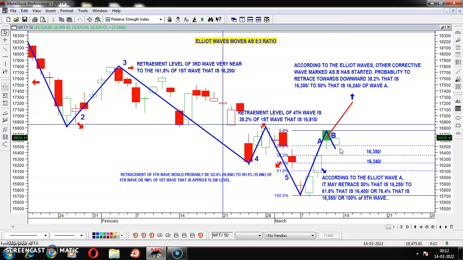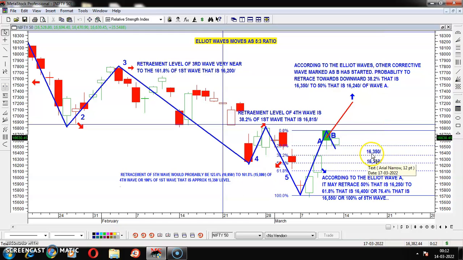Then we can come to the next candle. Basically, we have to depend on the next candle. Then we can come to a conclusion. But as far as the Elliott waves is concerned, as the second corrective wave is underway, generally if it maintains this, then it may retreat.